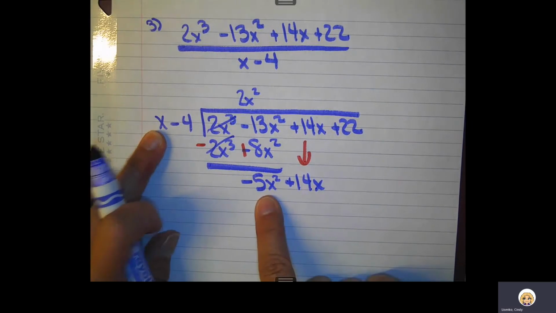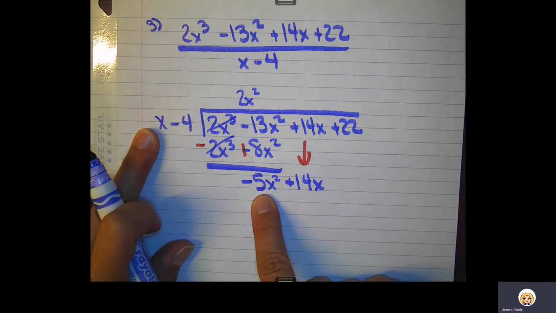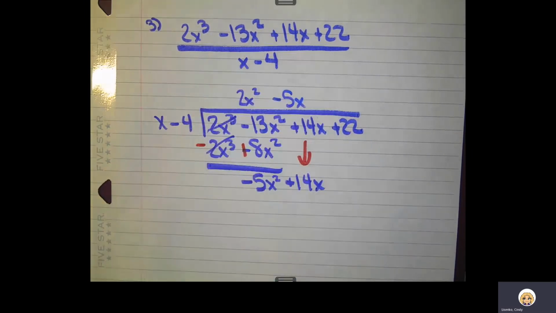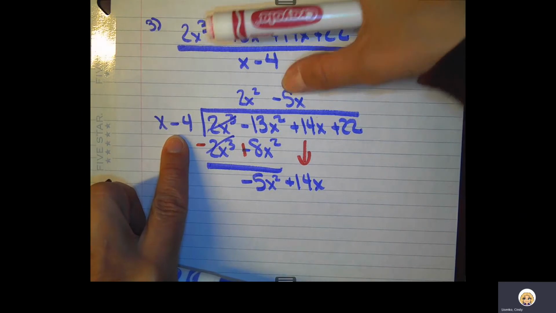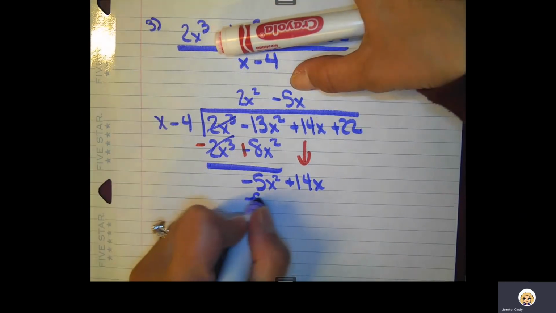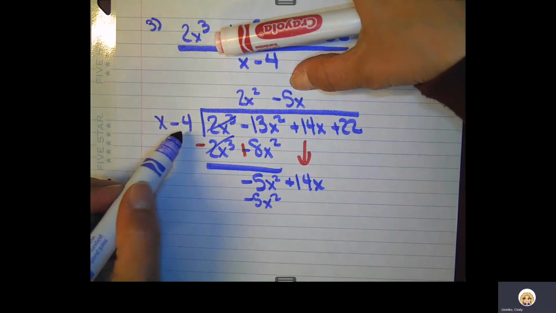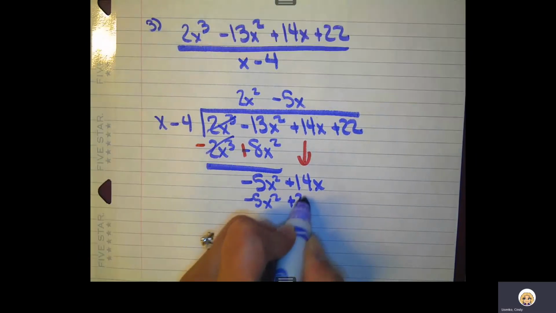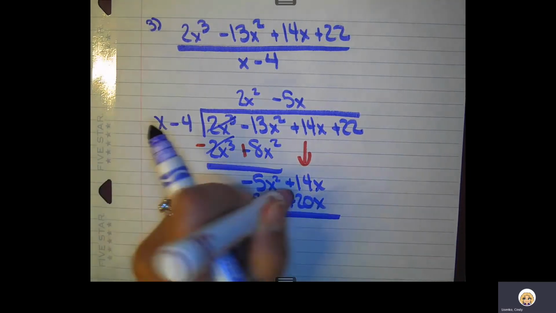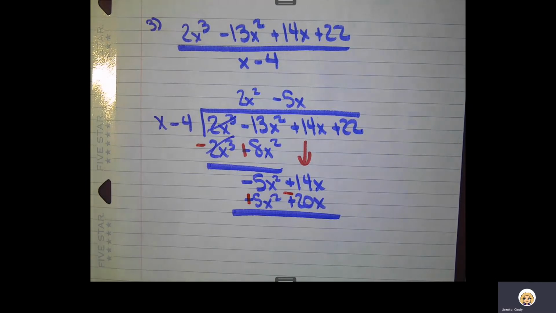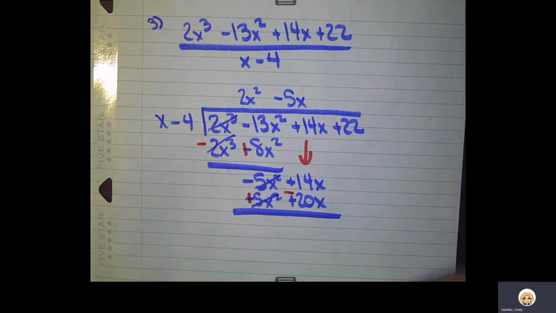Compare the first terms. X times what gives you negative 5x squared? That would be negative 5x. So I'm going to put minus 5x at the top. We are going to multiply this by negative 5x. So negative 5x times x is negative 5x squared. It matches. Negative 5x times negative 4 is a positive 20x, so plus 20x. Before I combine, I change the signs of what I just wrote, so this becomes a plus. The 20x becomes a minus. My 5x squares cancel out. I combine what's left. 14 minus 20 is negative 6, so we have negative 6x.